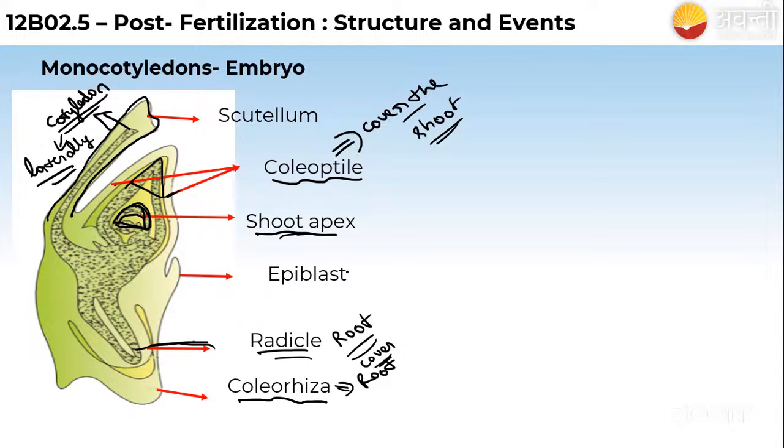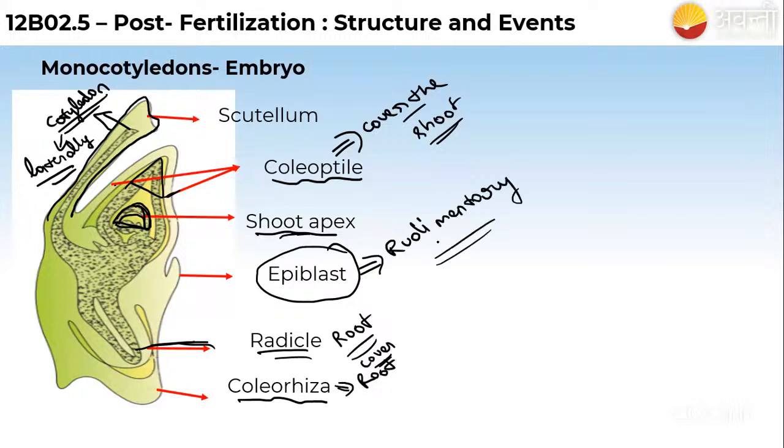Then we are left with the epiblast. What do we mean by epiblast? It is a rudimentary structure, a rudimentary cotyledon, the rudimentary structure of the cotyledon. This is about the monocotyledon embryo.